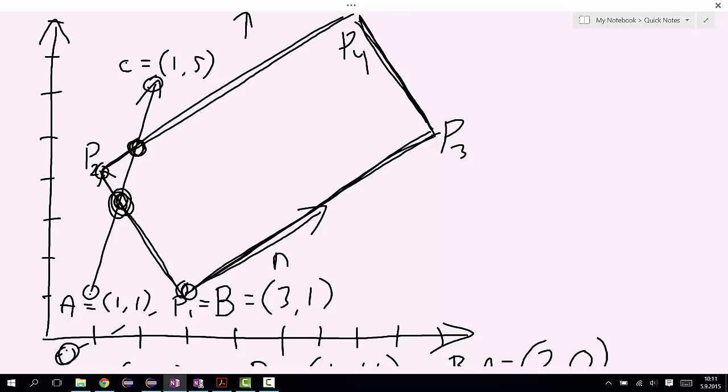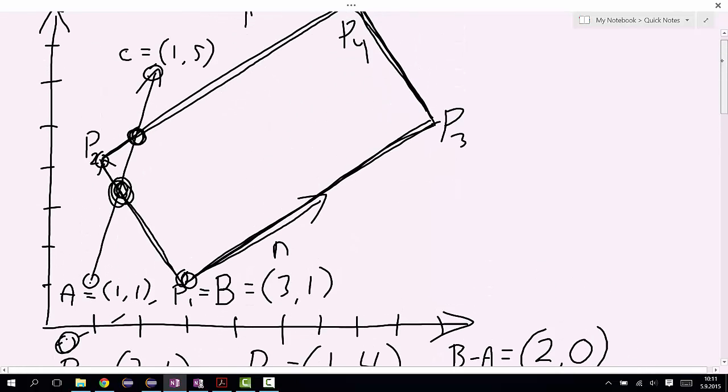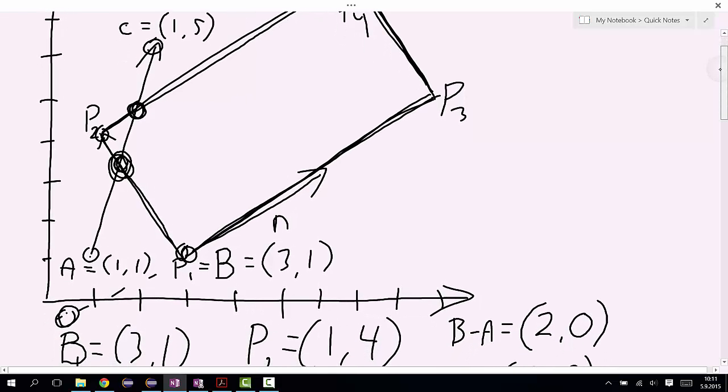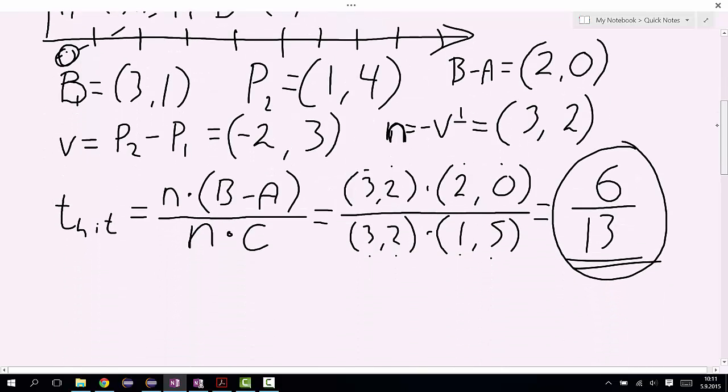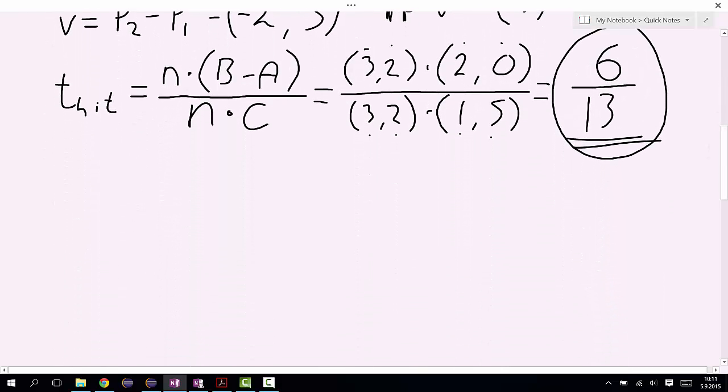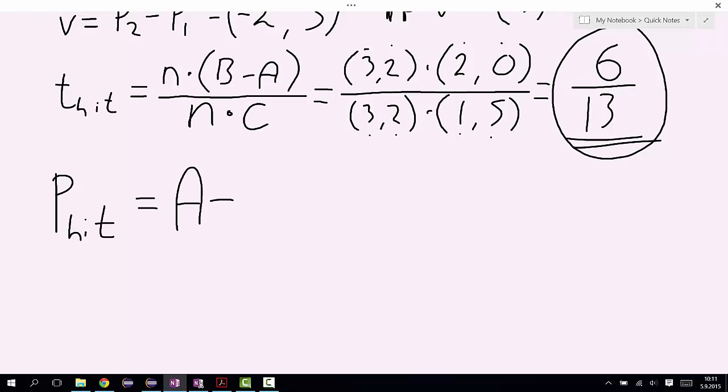So now we know this is going to be the lowest T hit. We're going to calculate P hit now, and we're going to set up a little check to see if it's actually between the 2 lines. So we have T hit there. Next is P hit. So P hit is just the formula for the ray, the parametric form of a ray, A plus T hit times C, using the value of T hit.